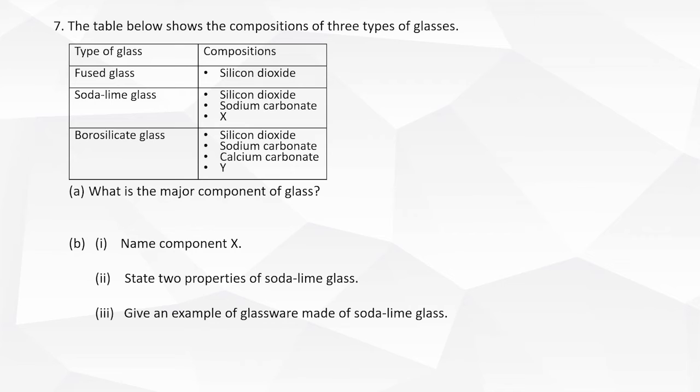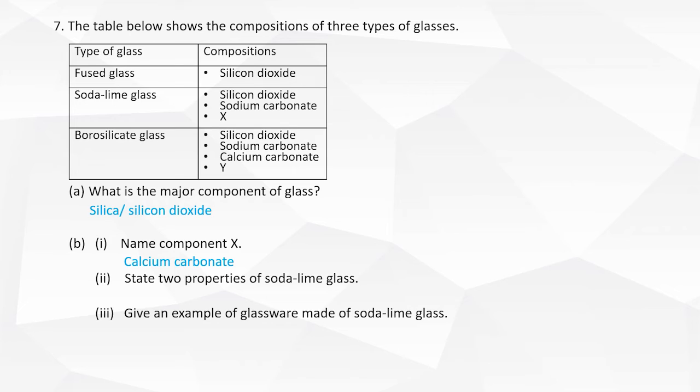Let us see the first question, A. What is the major component of glass? The answer is silica, also known as silicon dioxide. As you can see from this diagram, all types of glasses contain silicon dioxide as one of their components. B1. Name component X. X is calcium carbonate, which is also known as limestone.